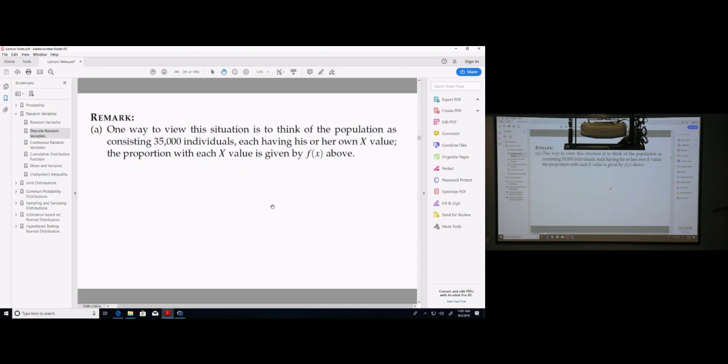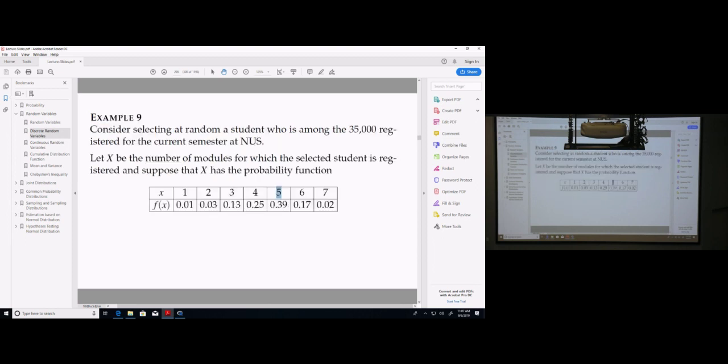So one way to view this situation is to think of the population as consisting of individuals, each having his or her own X value. X value means the number of modules that he or she is taking, and the proportion with which each X value occurs is given by this. So if I randomly pick someone, with 13% chance I will get a student taking 3 modules for that particular semester.